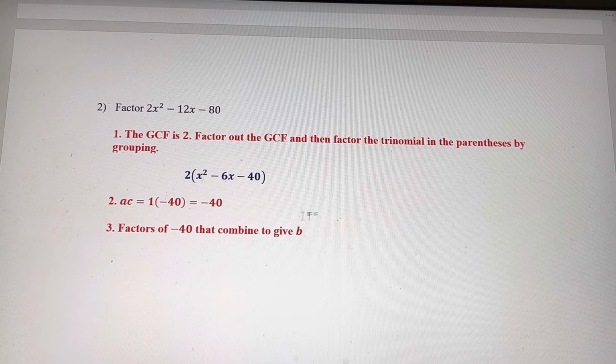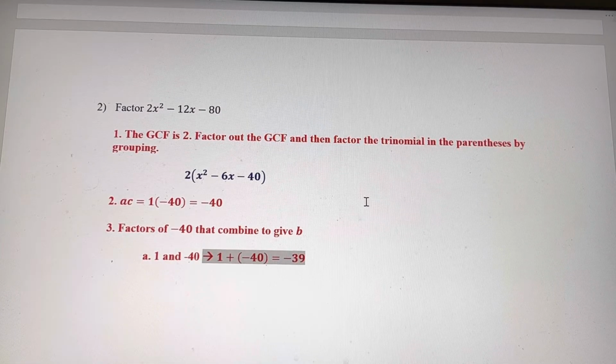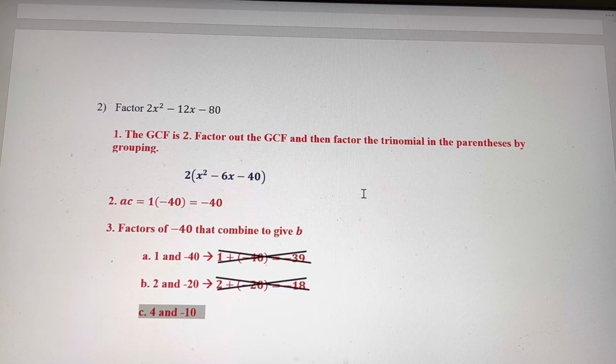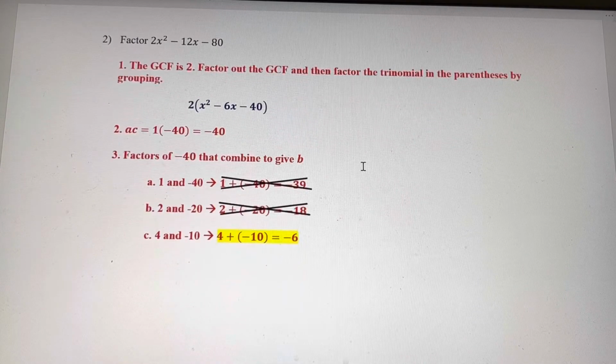Remember, 6 is negative here, so I want to have my larger factor in terms of value be negative. So 1 and negative 40 combines to be negative 39. That doesn't match. Let's go to 2 and negative 20. Well, that combines to be negative 18. That doesn't work. 40 is not divisible by 3, so let's go to 4. So 4 times negative 10 is negative 40. When I combine those, I get negative 6. And notice that matches up.